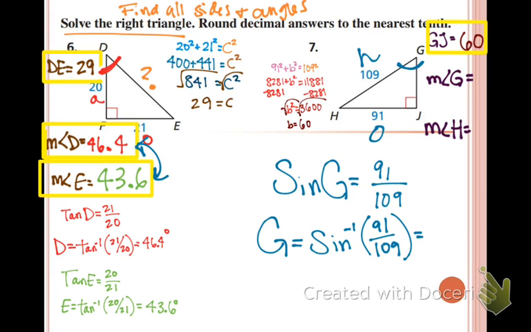Round to the nearest tenth. 56.6. So that means the measure of angle G is 56.6. I'm going to box it in.